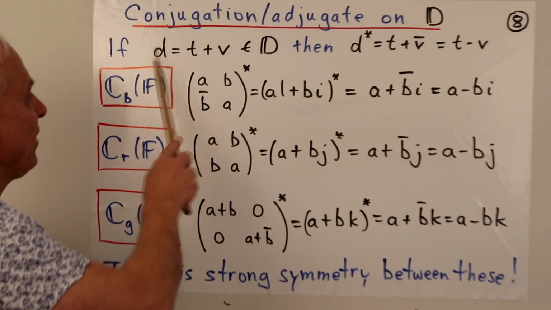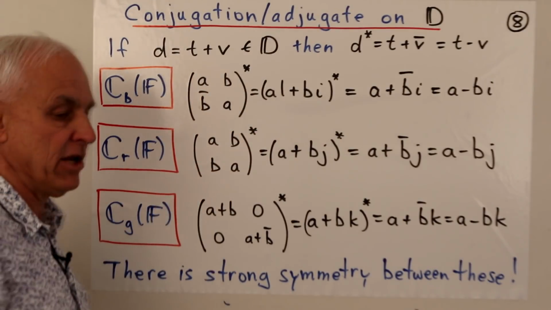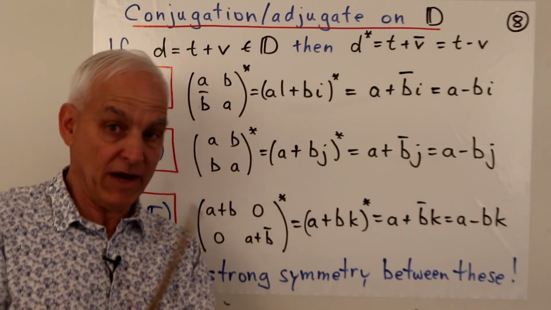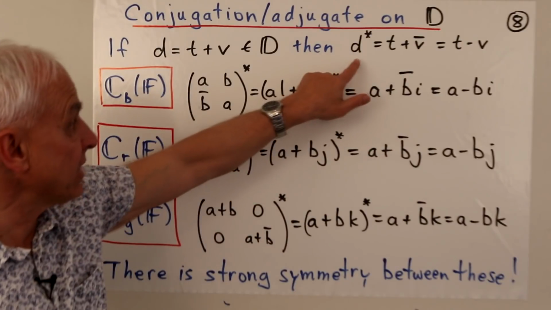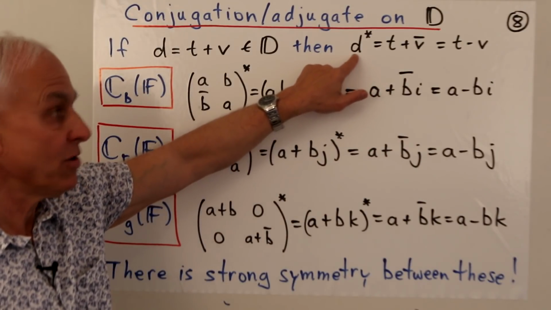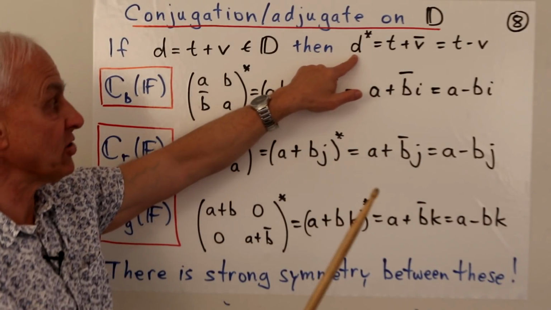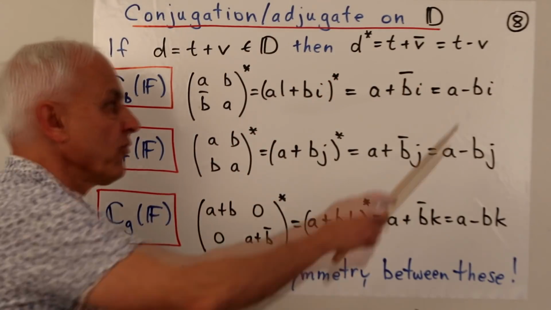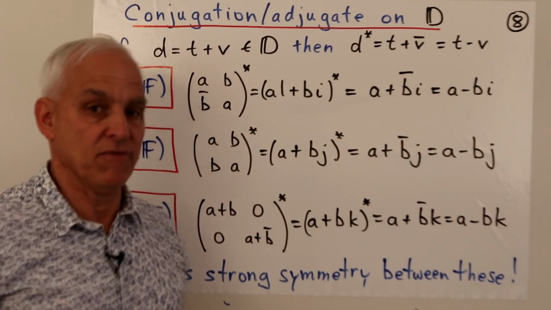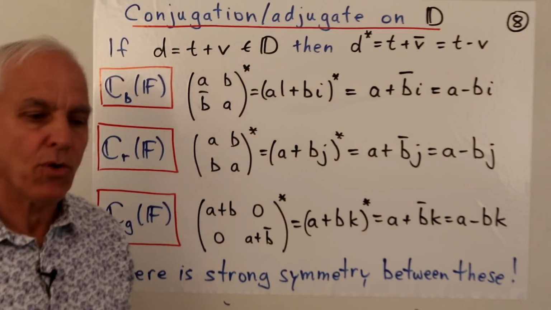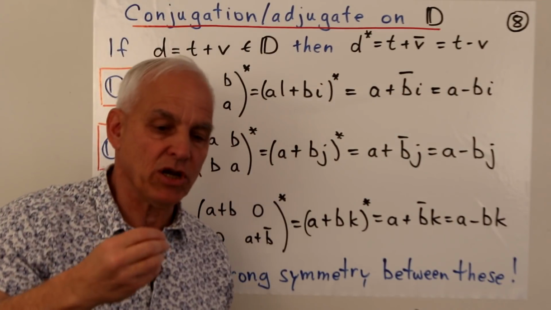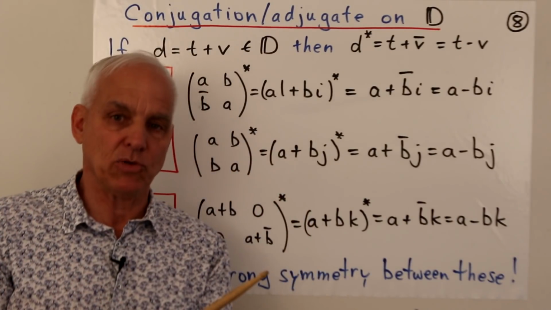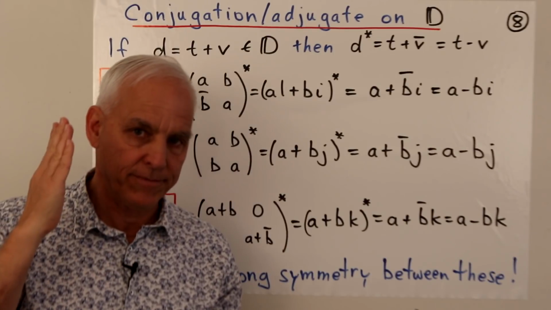So if D is equal to T plus V, a dihedron in our very compact scalar plus vector form, then its adjugate or conjugate D star is T plus V bar, which we can also write as T minus V. So that is what we're going to be calling conjugation on the entire algebra of the dihedrons.